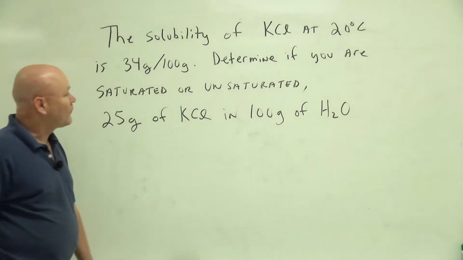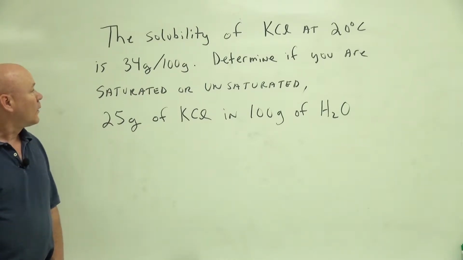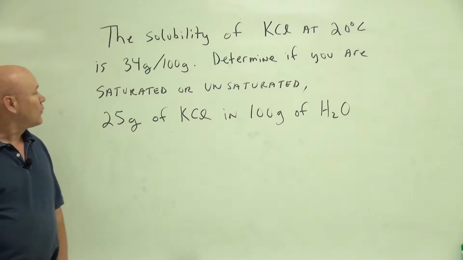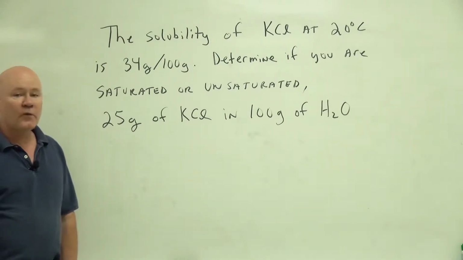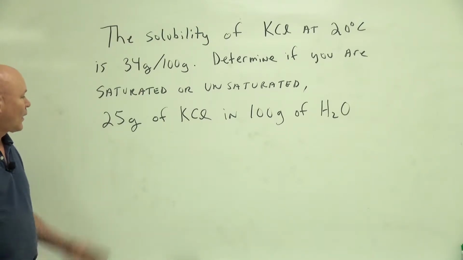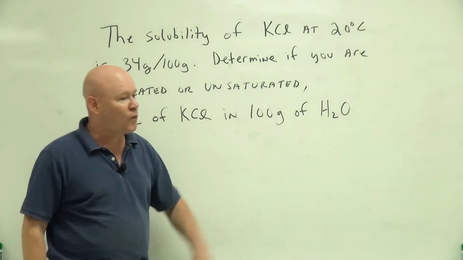Now here we have to decide whether a solution is going to be saturated or unsaturated. And so what we're going to do is, this is the solubility of KCl at 20 degrees Celsius is 34 grams per 100 grams. And we're going to determine if we're saturated or unsaturated. And so I got 25 grams of potassium chloride in 100 grams of water.